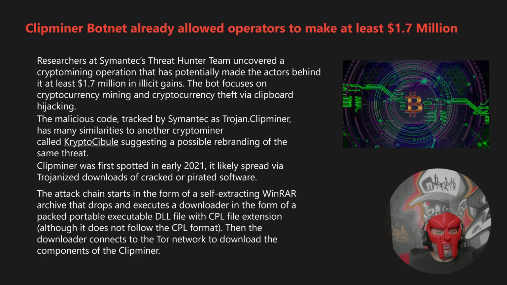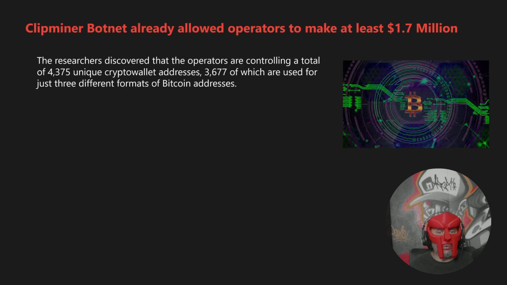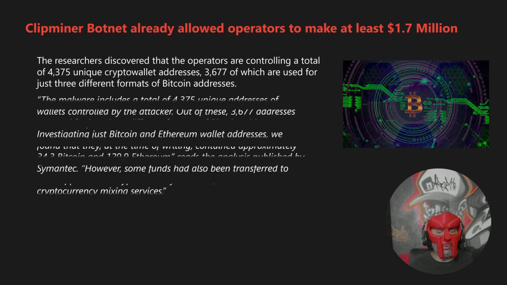The attack chain starts in the form of a self-extracting WinRAR archive that drops and executes a downloader in the form of a packed portable executable DLL file with a CPL file extension, although it does not follow the CPL format. Then the downloader connects to the Tor network to download the components of Clipminer. The researchers discovered that the operators are controlling a total of 4,375 unique crypto wallet addresses, 3,677 of which are used for just three different formats of Bitcoin addresses.